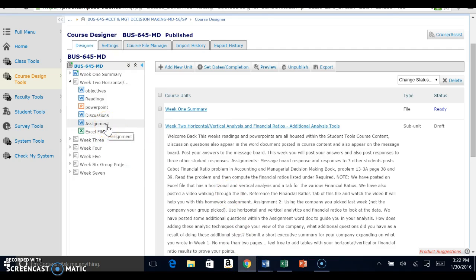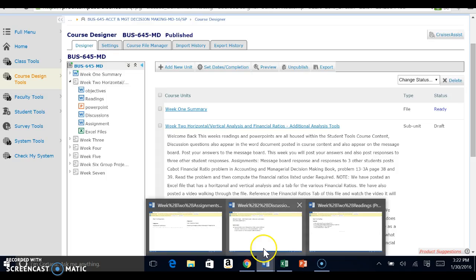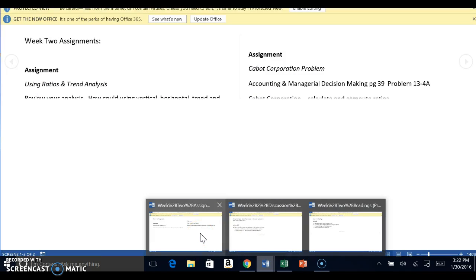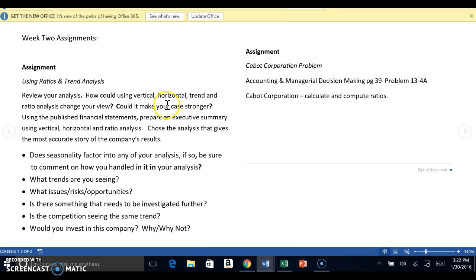Lastly, I have a list of the assignments out there. So the assignments are here, and they're also under assignments within Campus Cruiser. I give a little bit more information here on the assignments. So your written assignment will be using the ratio and trend analysis. You're going to take a look at the company that you did last week when you wrote up your executive summary. Please don't use the company that your group picked. This is the company that you were interested in.